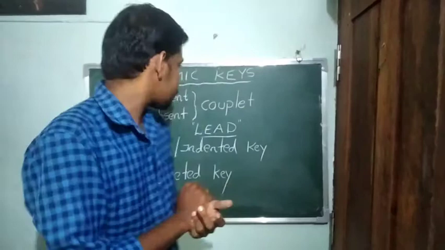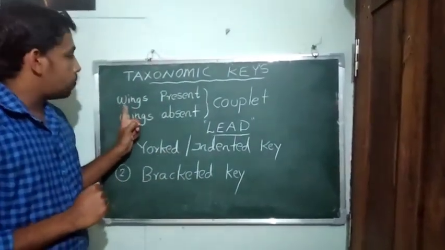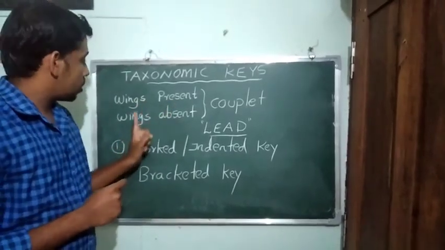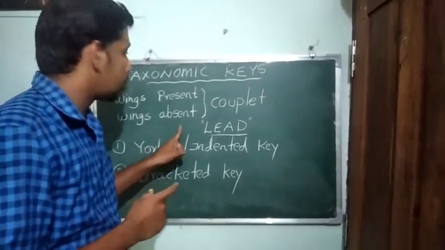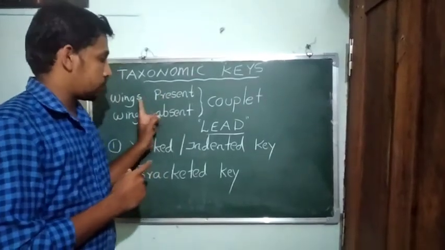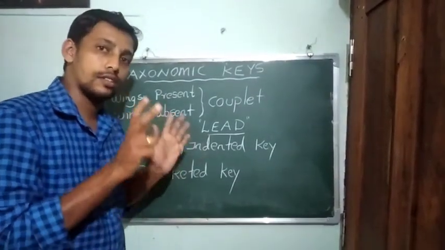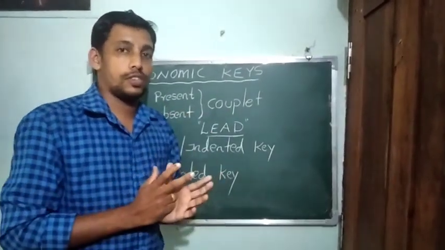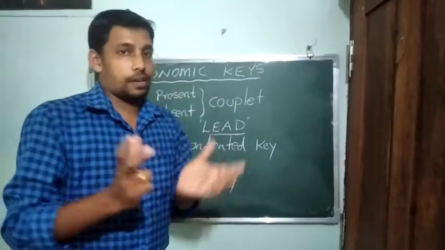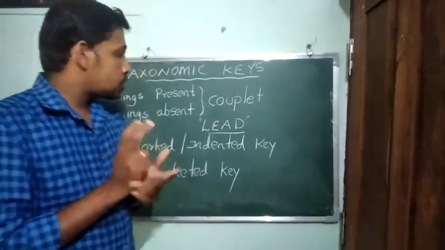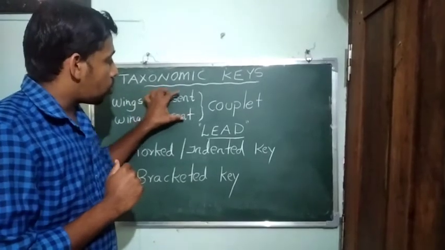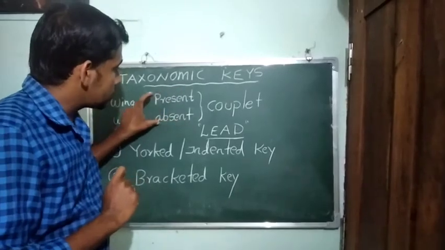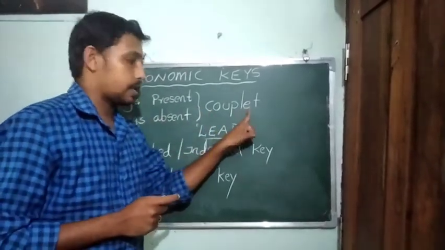You just look here. I have written a contrasting statement: beings present and beings absent. These two are contrasting statements. A number of such contrasting statements can be seen in a taxonomic key. A pair of these contrasting statements is known as a couplet.